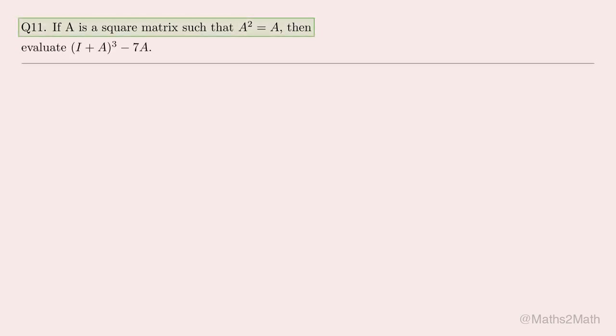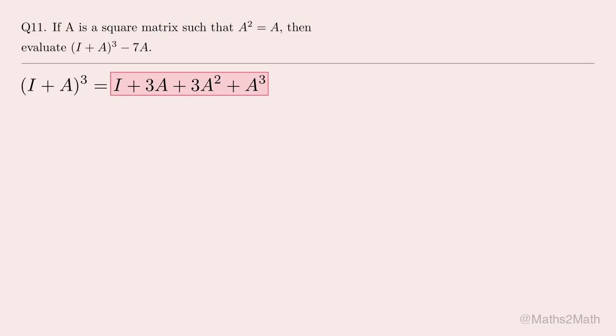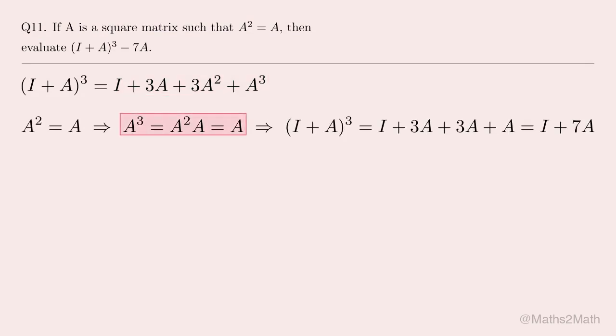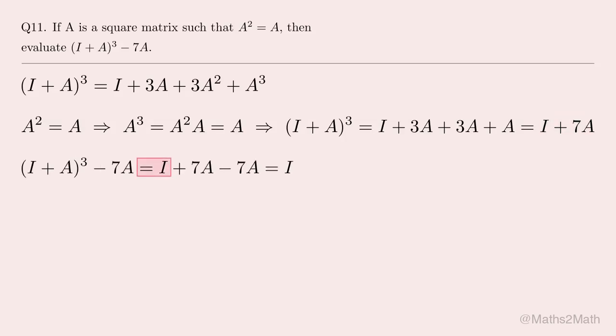The final question. A is idempotent, its square is itself, and that collapses every power in the expansion. Expand the cube, I commutes with everything. Idempotence turns A squared into A, and A cubed into A as well. Subtracting 7A leaves just the identity. That completes the chapter.